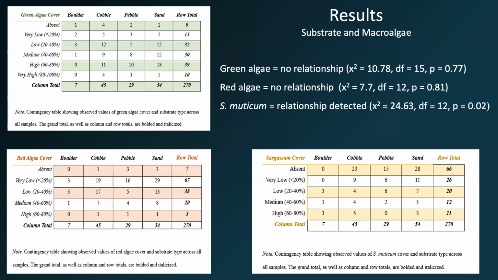So finally, the substrate and macroalgae. This was another type of test that was run just to get that extra layer. This was done last among all of them. So these are contingency tables that were basically exported into R.